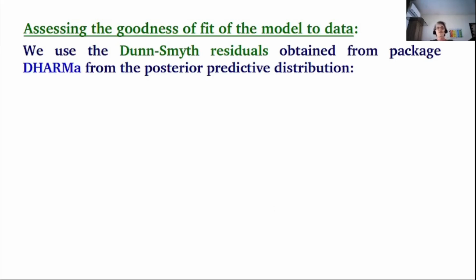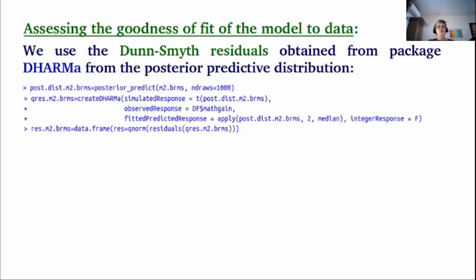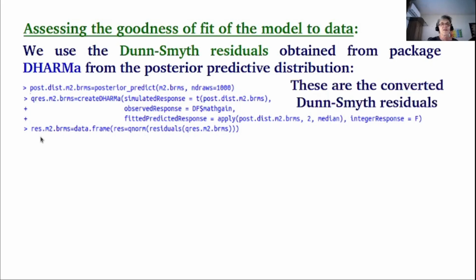So we can assess the goodness of fit of the model to the data using the Dunn-Smyth residuals obtained with the package DHARMa using the posterior predictive distribution. Here is the posterior predictive distribution that we use with the command createDHARMa to generate the Dunn-Smyth residuals that are going to be converted into a normal distribution with the final command and stored in this data frame.